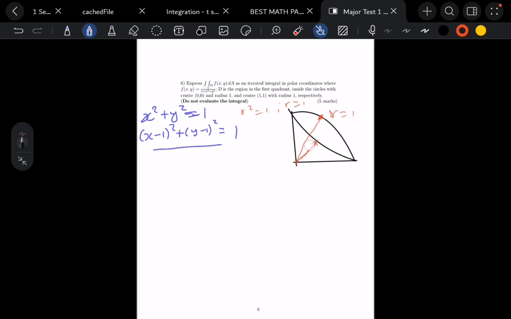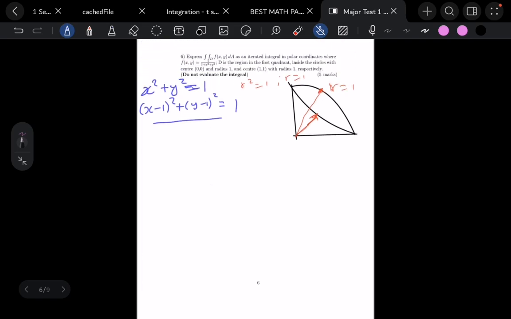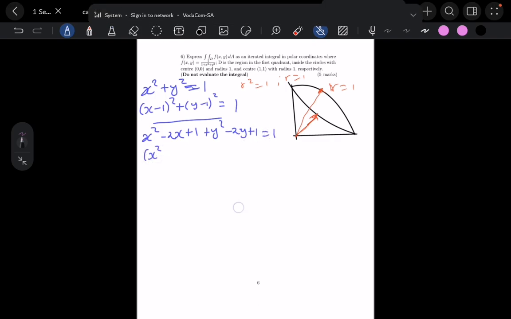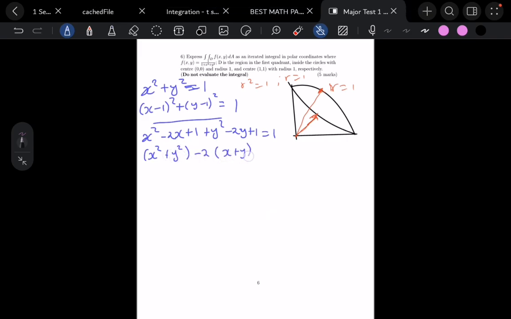It is this part that you do not know. So how will we know? We need to simplify this thing. Simplifying it, I'm going to have x squared minus 2x plus 1 plus y squared minus 2y plus 1 is equals to 1. Collect like terms. We know that x squared plus y squared minus 2x minus 2y can be written in this manner. So, we know that x squared plus y squared is r squared.